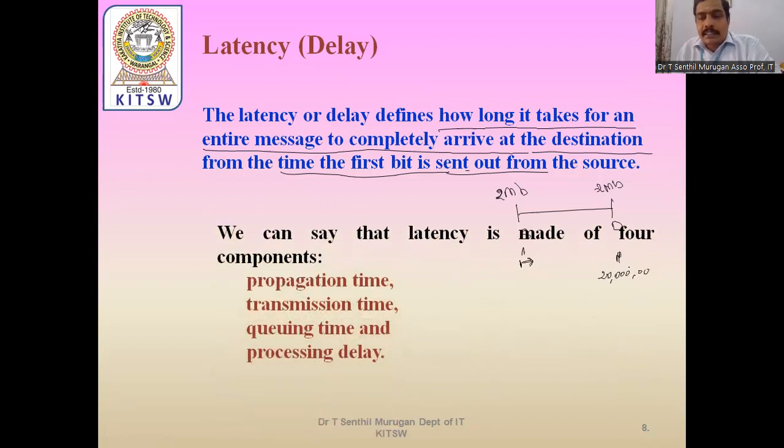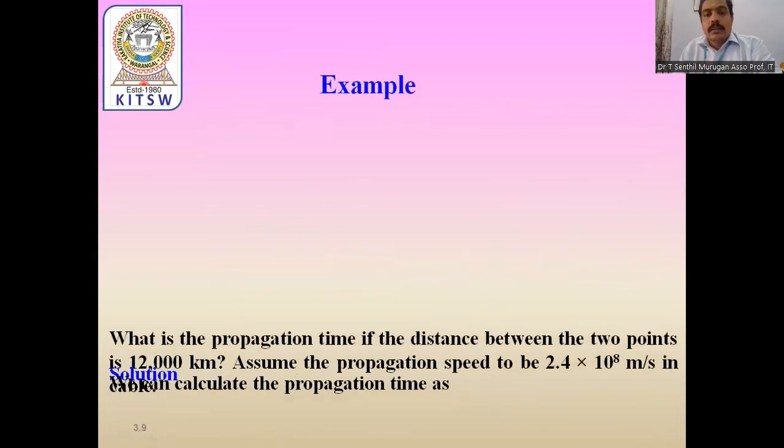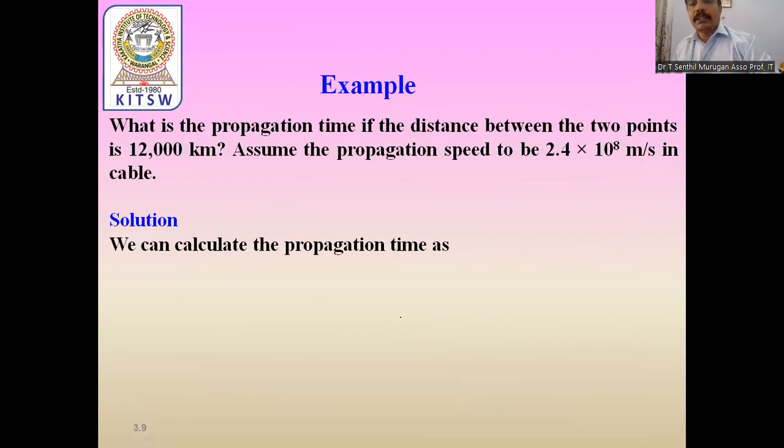So we can say that latency is made of 4 components: propagation time, transmission time, queuing time, and processing delay. So for example, what is the propagation time if the distance between 2 points is 12,000 kilometers? Okay. So the source is here, destination is here, the distance is 12,000 kilometers. Okay, totally 12,000 kilometers. So what is the propagation speed? Propagation speed means the speed used in the cable, 2.4 into 10 power 8 meters per second.